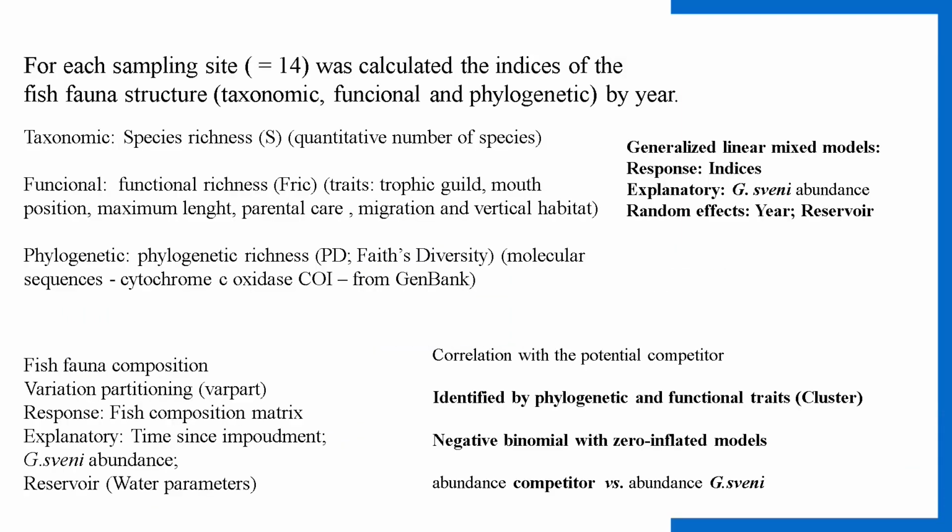So for each sampling site, we calculated the indices of the fish fauna structure, such as the taxonomic, functional, and phylogenetic indices per year. For taxonomic indices, we used species richness, for the functional richness, and phylogenetic richness. For the phylogenetic richness, we took the molecular sequence from GenBank for each species.